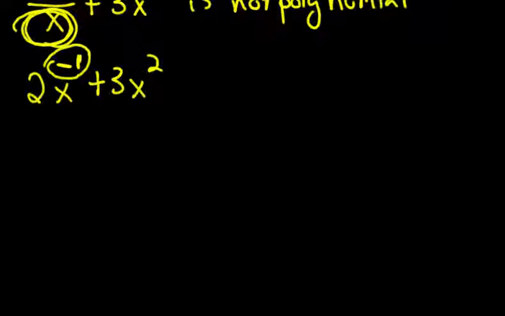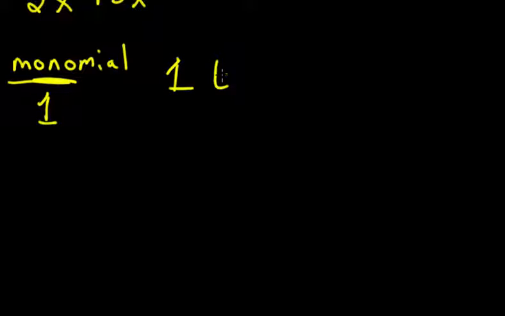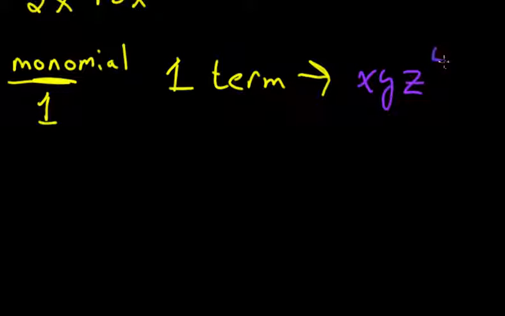And there are 3 types of polynomials that we look at. Monomial, from mono, meaning 1, has 1 term. And so an example of a monomial is xyz to the 4th, right? There's no additions or subtractions, so it's 1 term.